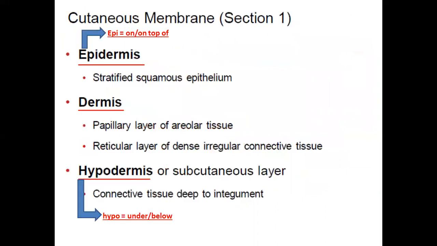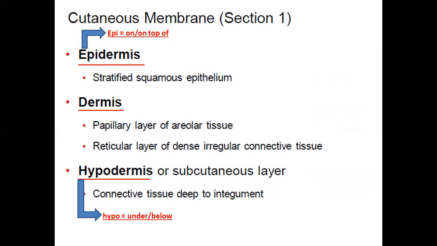The dermis is the middle layer, and it has two sublayers. One, the most superficial layer, is called the papillary layer, and it's basically comprised of areolar or loose connective tissue. The deeper layer in the dermis is called the reticular layer, and that's comprised of mostly dense, irregular connective tissue. So some of the connective tissues that we talked about back in the previous chapter are coming back to haunt us now.